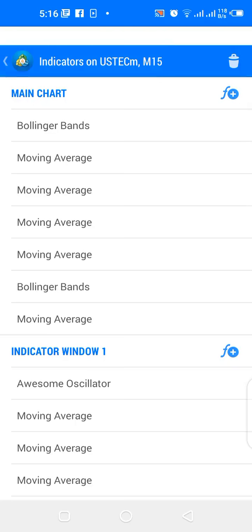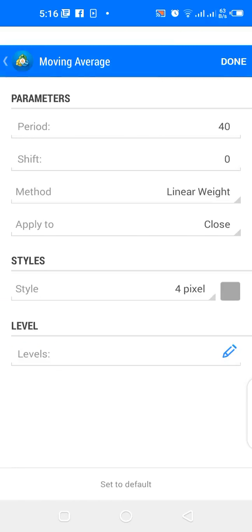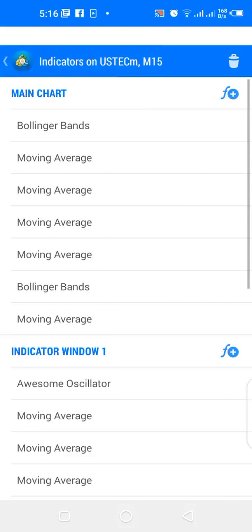Then finally, for the main chart, you have moving average. Period is 40. Method is linear weight. Apply to close, and the color is gray.